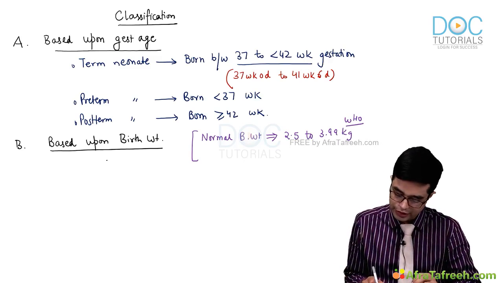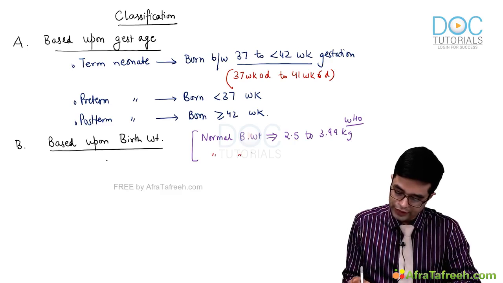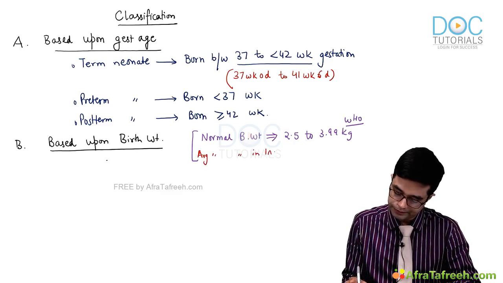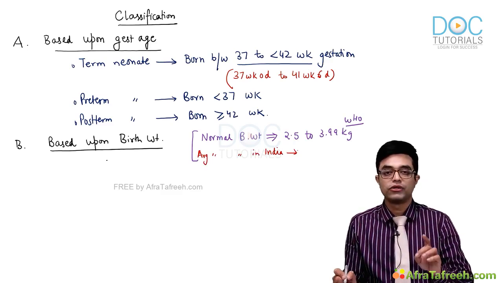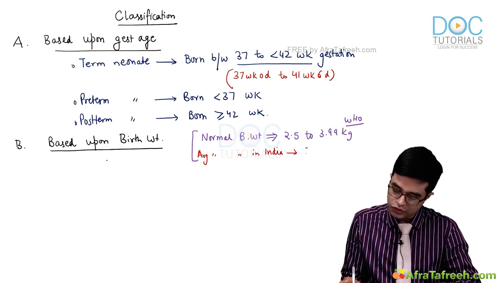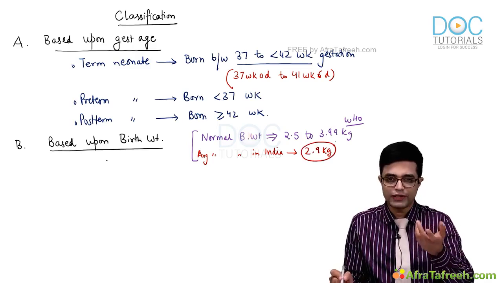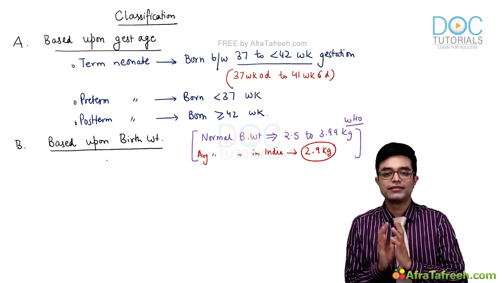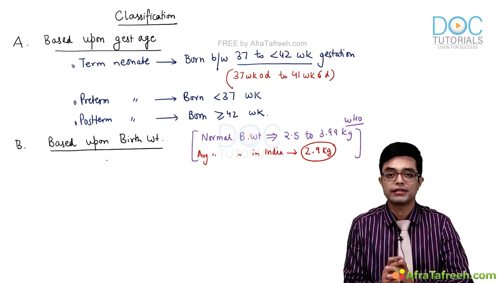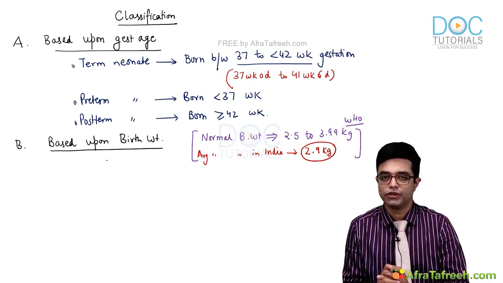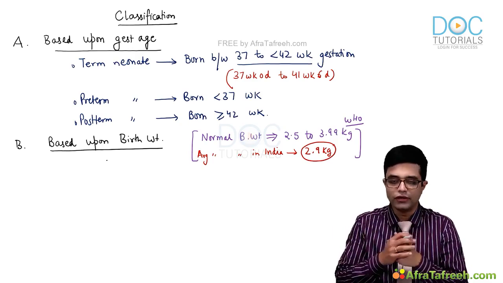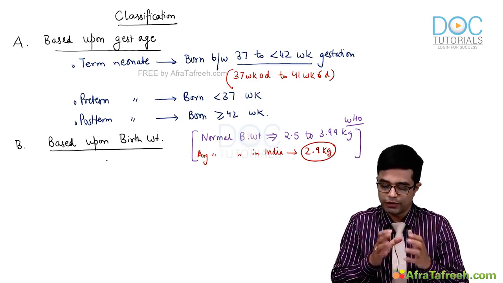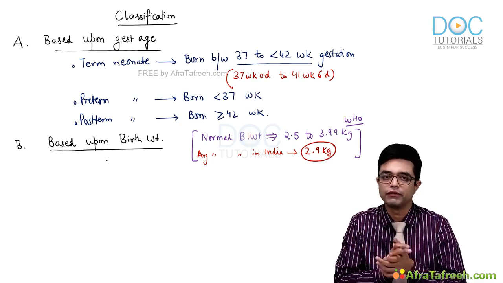And if the question asks you what is the average normal birth weight in India? Latest edition, OP Ghai 9th edition says it is 2.9 kilograms. Because average will always be a single value. So these are the two normal things that you need to remember, and they can be asked as a fact-based MCQ. They are already known viva questions. So normal birth weight range and average birth weight in India.